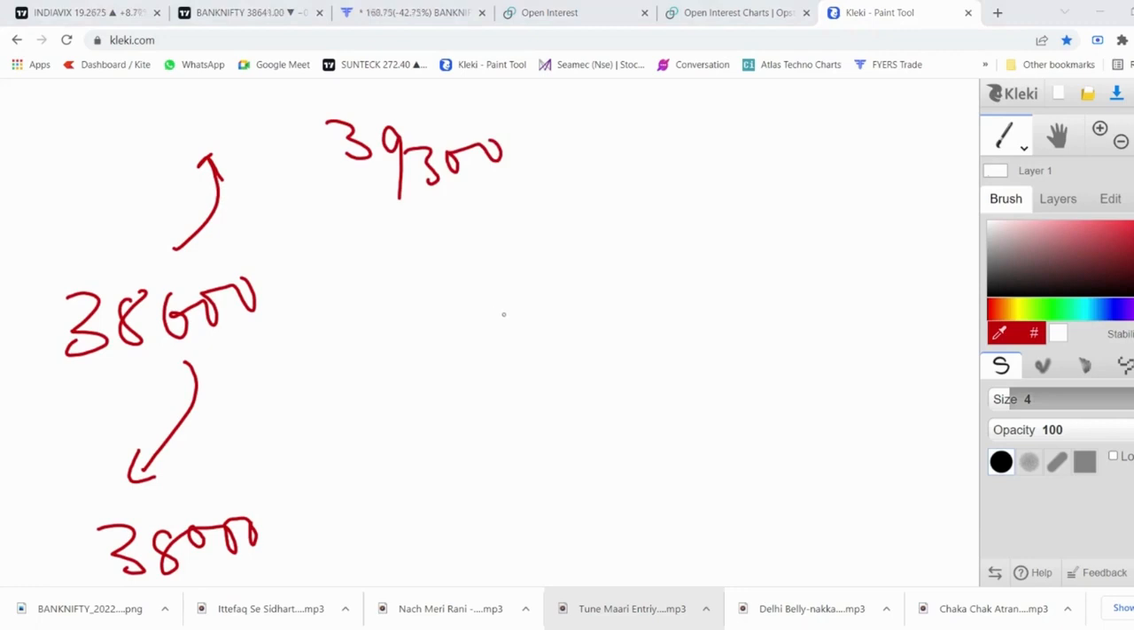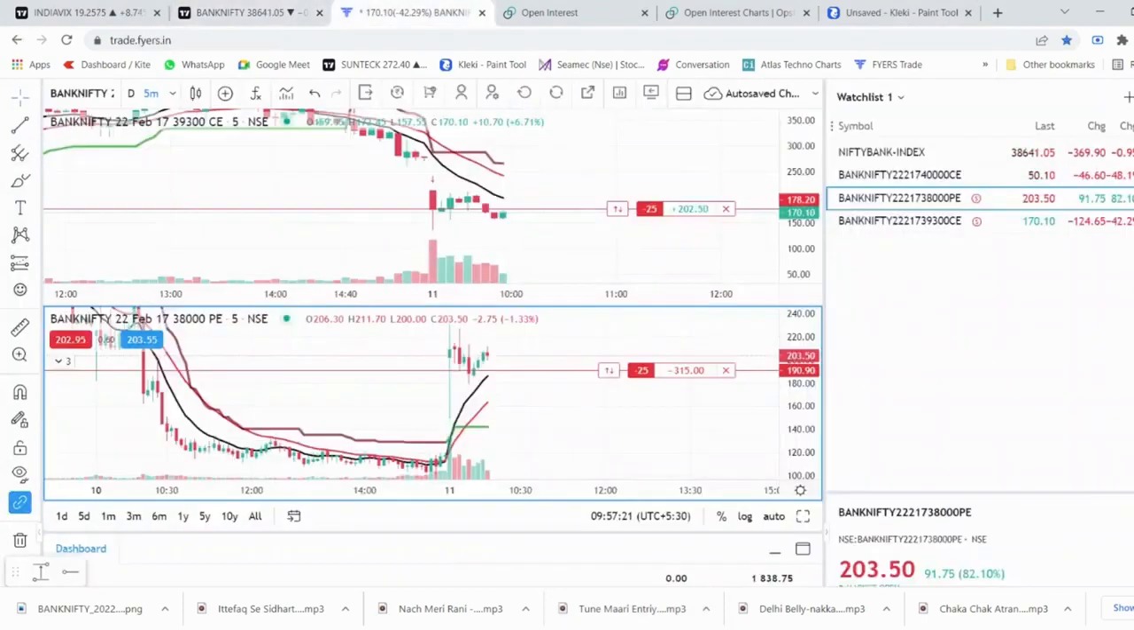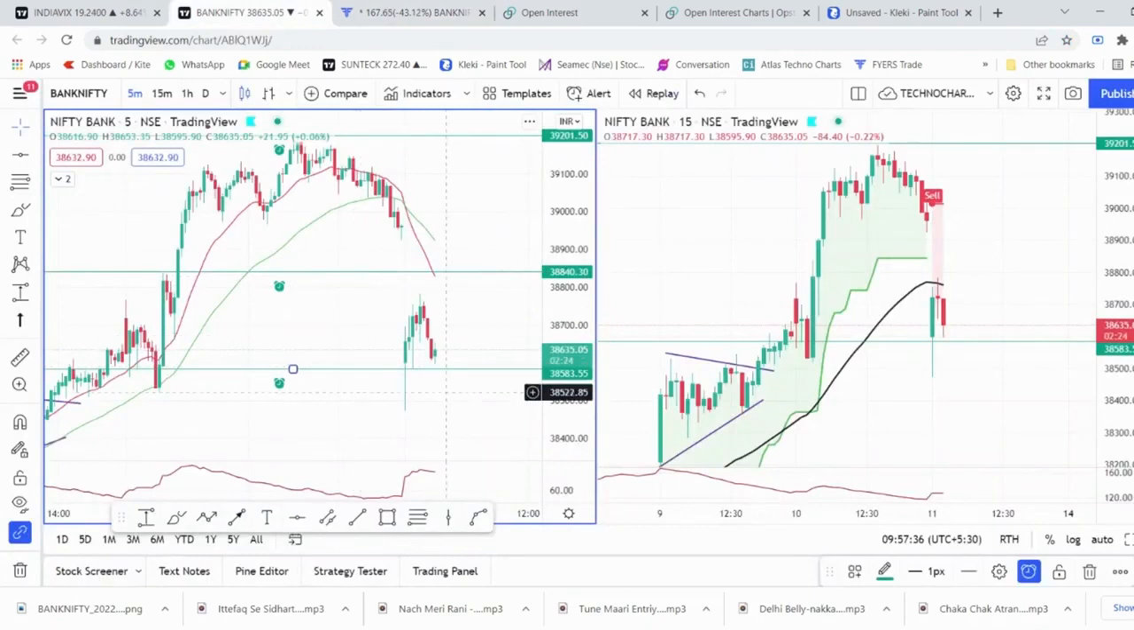Now, the main aim of a strangle seller is that your market should be between these points, then only you can have profitability in terms of theta decay. So these are my positions as of now. See, I had sold at around 180 rupees and I had bought this at around 53 rupees, which is still trading at 49. But this has decayed from that point because the market is still in this range.